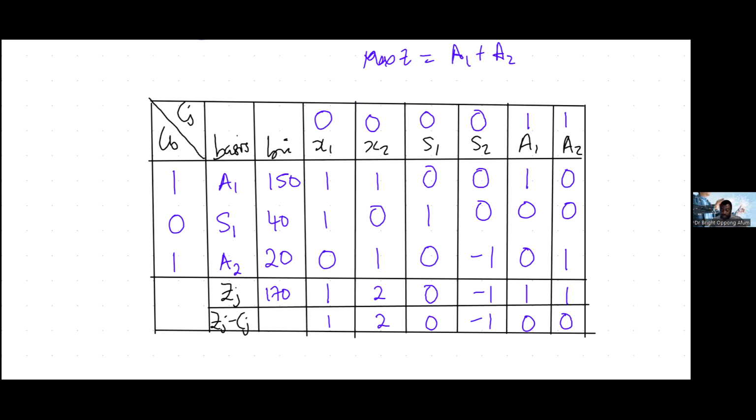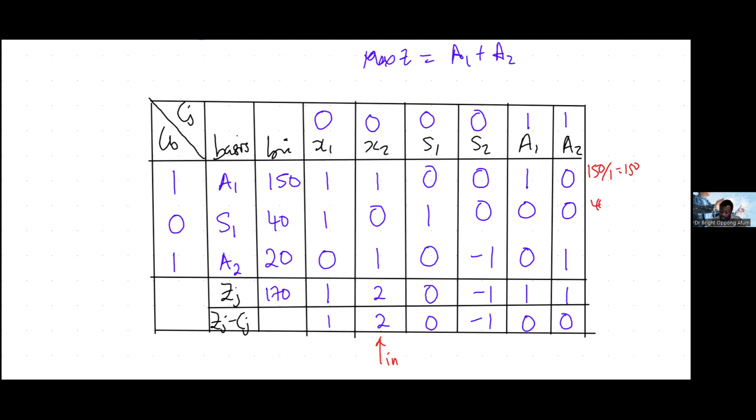So now we find the most positive Zj minus Cj, and that is this column, right? Then we find the leaving basic variable, right? So we divide the 150, the pivot column or the incoming column, with all the values here. So we have 150 divided by 1 is 150.